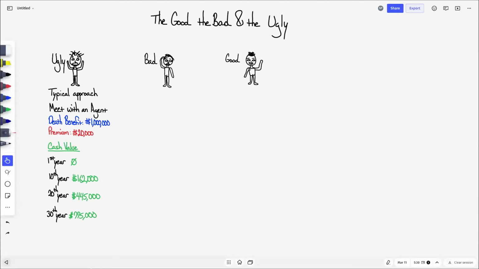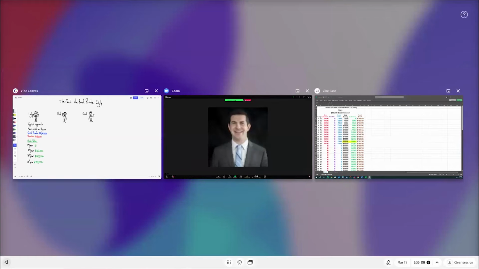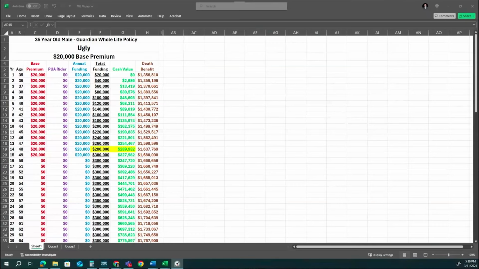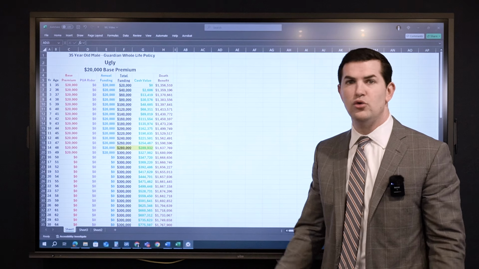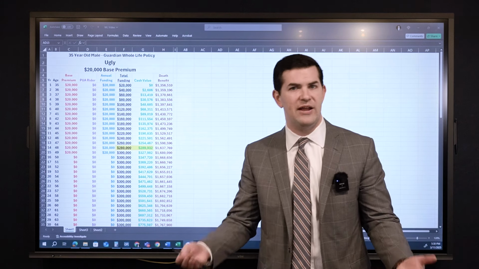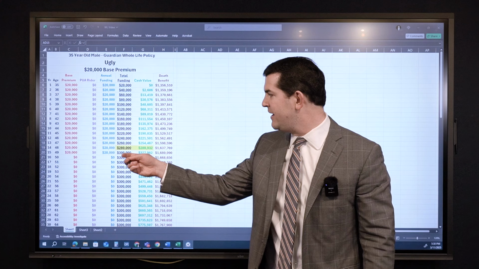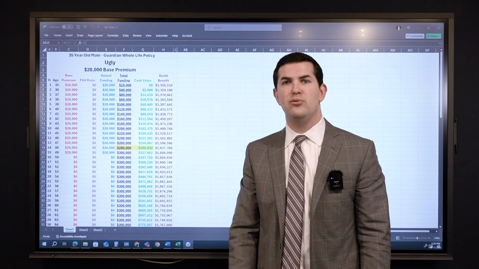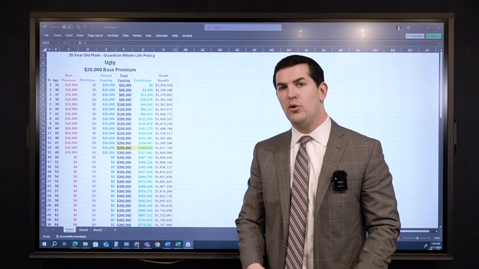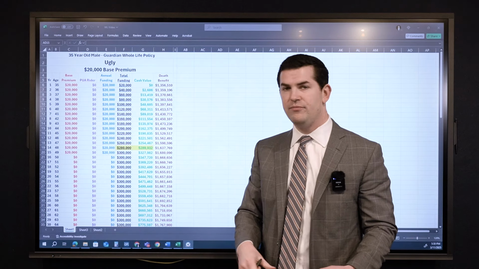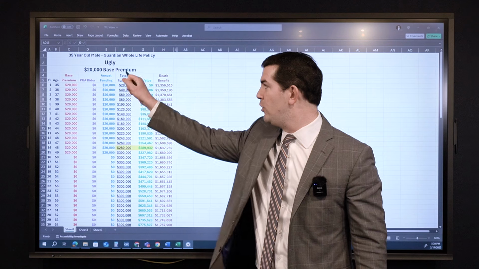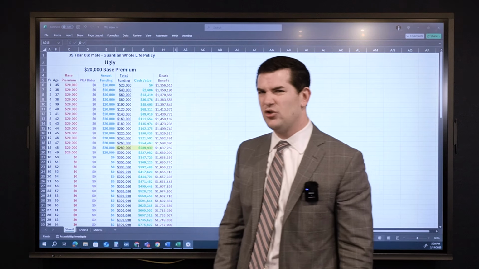Let's take a look at the actual illustration. We dropped it on Excel to make things a bit easier. Here we go. Down at year 30 is the $775 in cash value. What's your year one cash value? Goose egg. Nothing to show for it. That's why we call it the ugly. What's highlighted in yellow represents the break-even point. You'll notice that all of the years before that yellow highlighting, you have less in cash value than what your total funding is. Not that attractive.